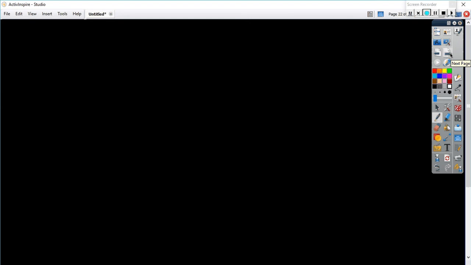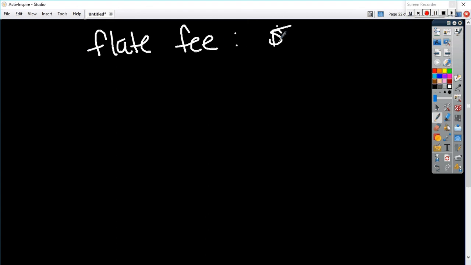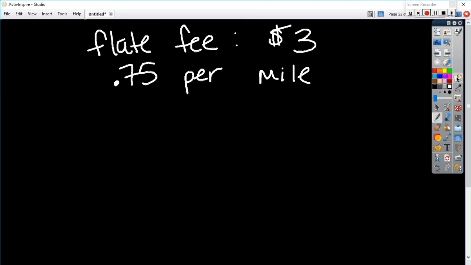You're visiting Baltimore, Maryland. A taxi company charges a flat fee. So flat fee, that's what's not changing, right? That's what flat fee means. $3 for using the taxi and 75 cents per mile. The word per clues you in that it's a rate, and that you're going to multiply it by something.